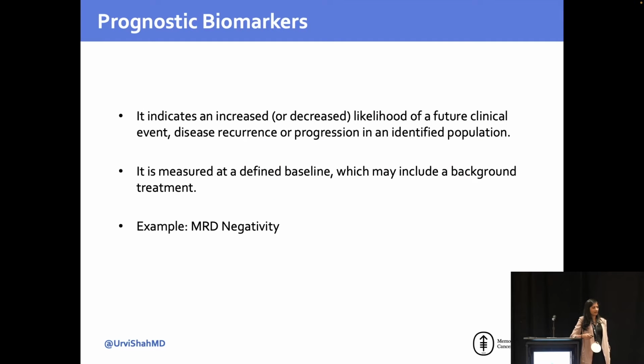When we think about biomarkers, prognostic biomarkers are ones where a higher level or a lower level is associated with the prognosis of the disease, meaning that having this biomarker means there's an increased risk of the disease or a worse outcome. So we know MRD negativity is prognostic in the sense that if somebody achieves it, it is likely that they will have a longer time in remission or a longer survival.